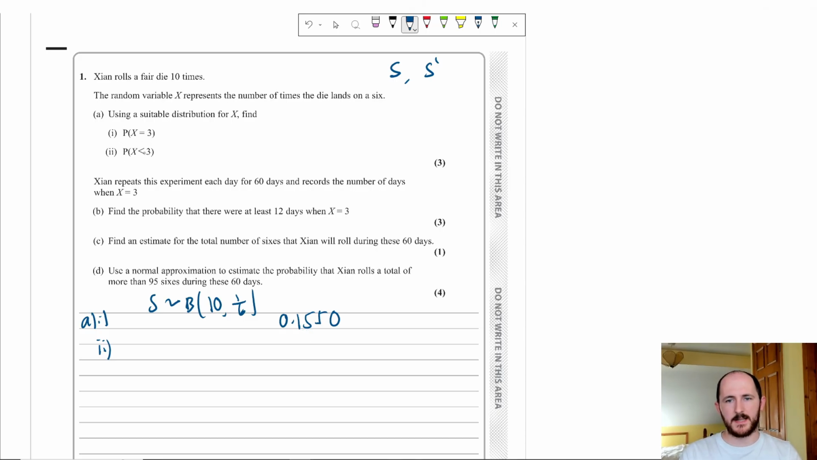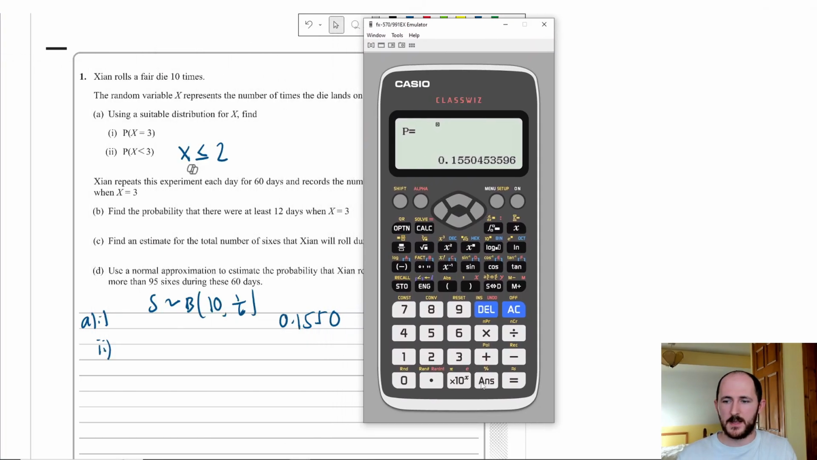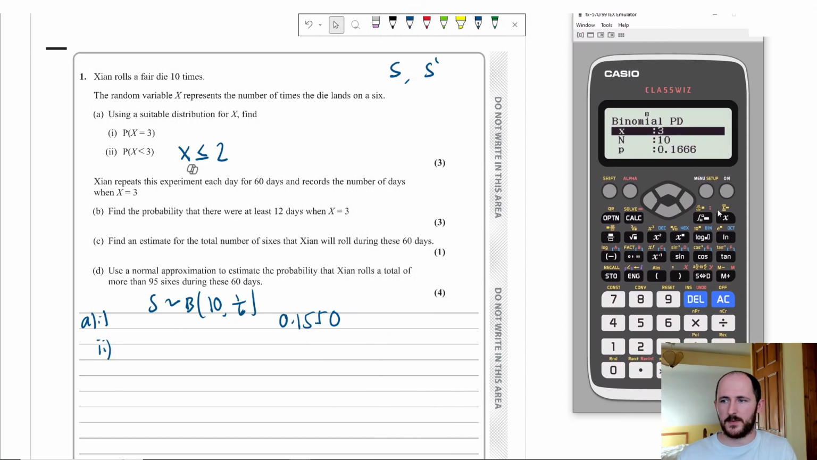Now for part 2, again, luckily, it says less than 3. Now in the calculator, your calculator can only do less than or equal to. So instead, because it's a discrete value, what's less than 3? Well, it's going to be 2. We can't have 2.5 or 2.6 because it's the number of times we do something. We can't do something 2.5 times. So we're going to have the probability that X is less than or equal to 2. Which will make a big difference for the binomial. It doesn't make a difference for the normal distribution though, but we'll get onto that.